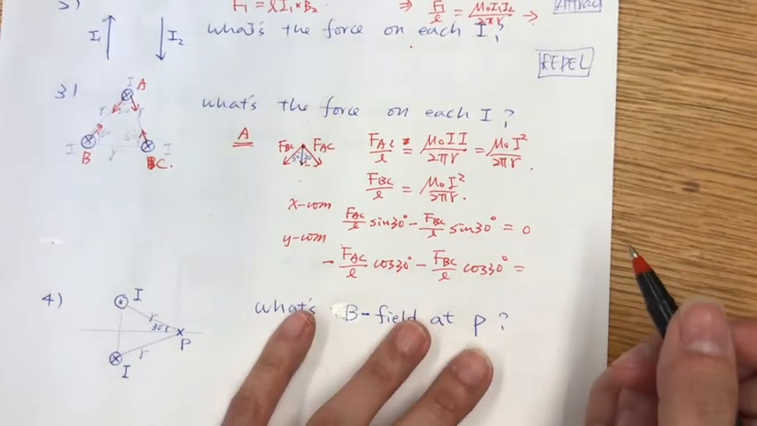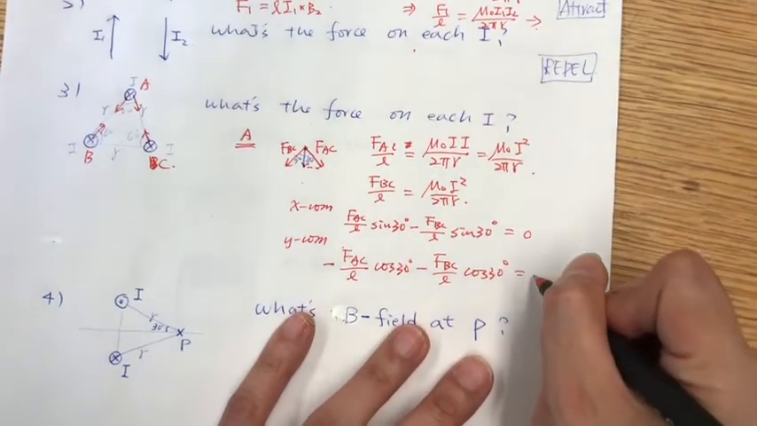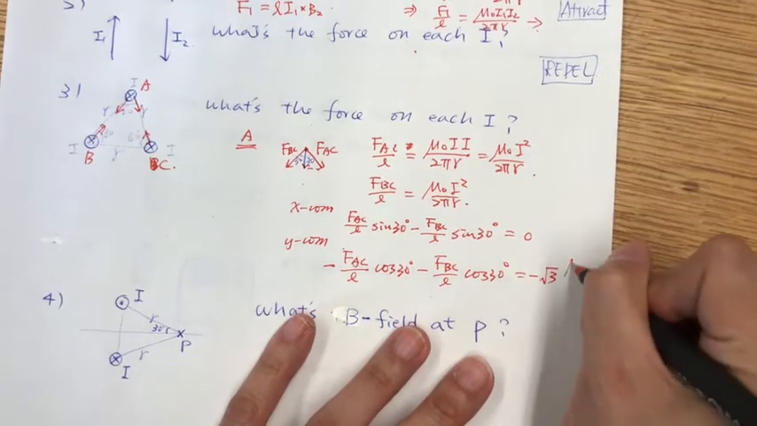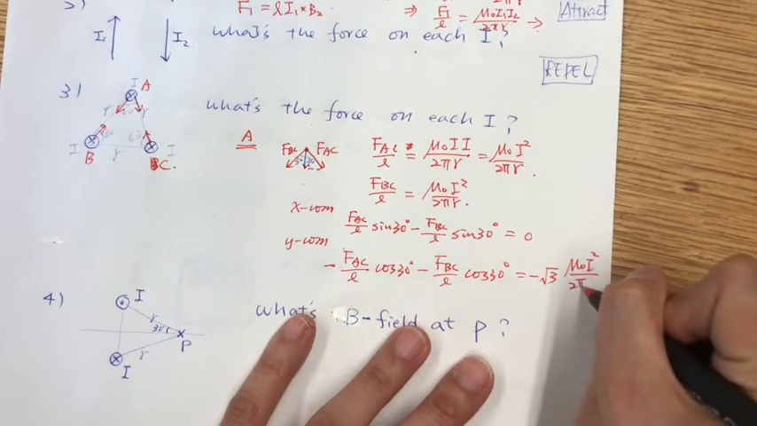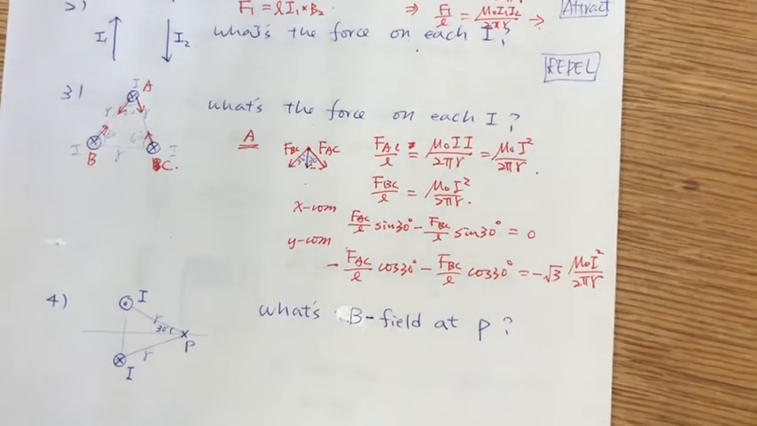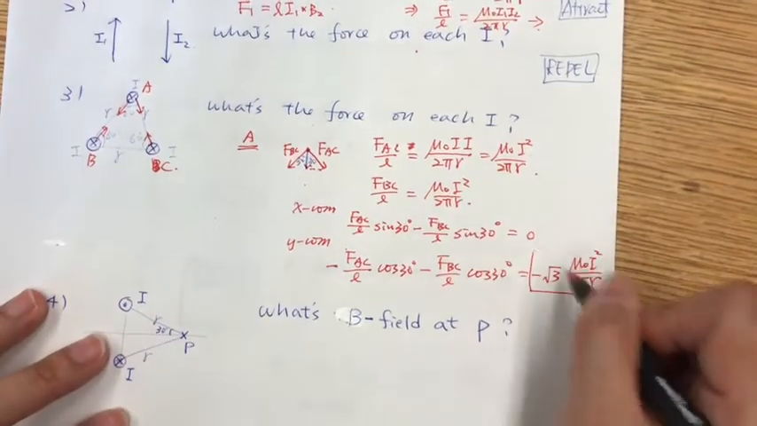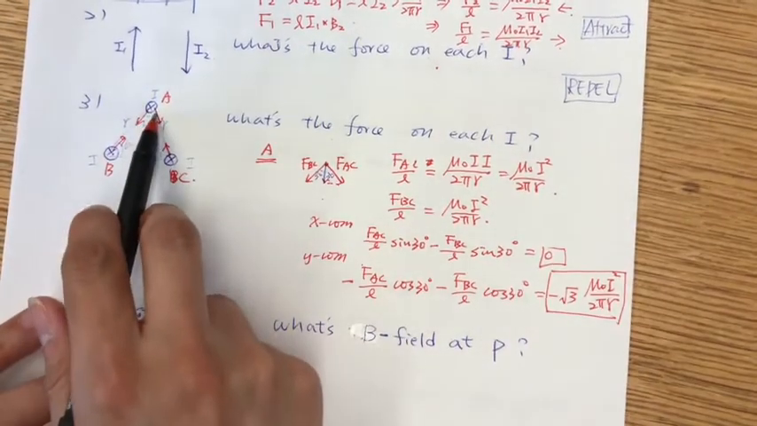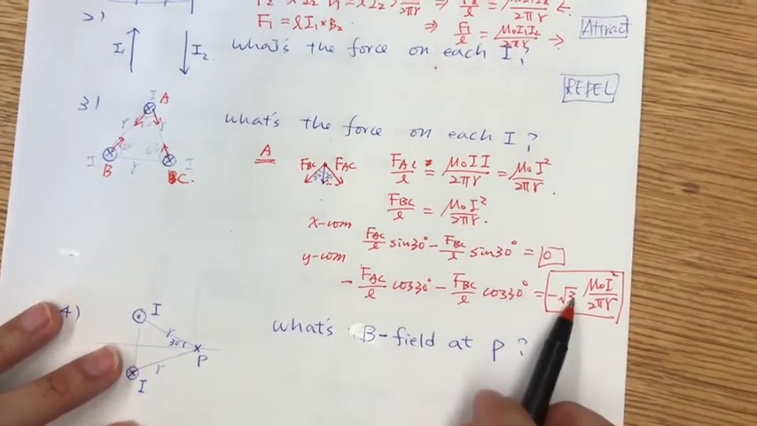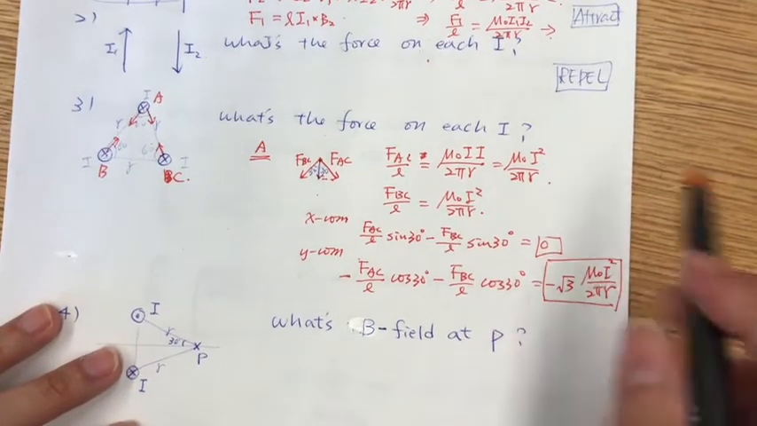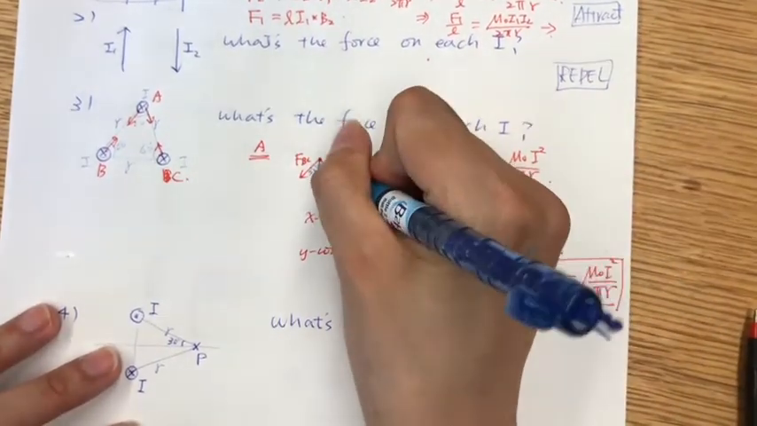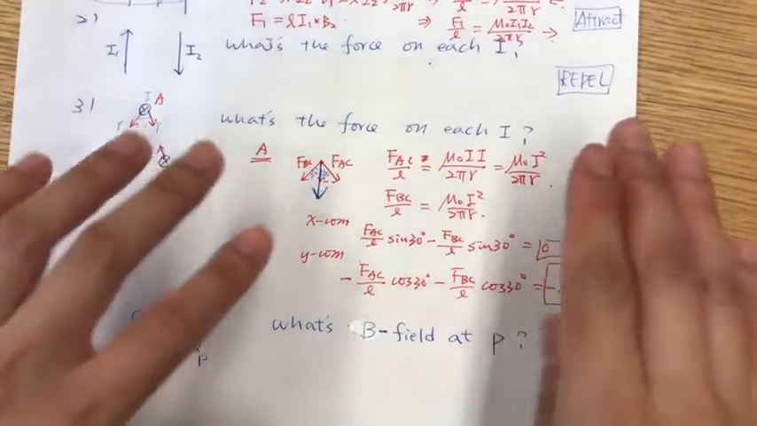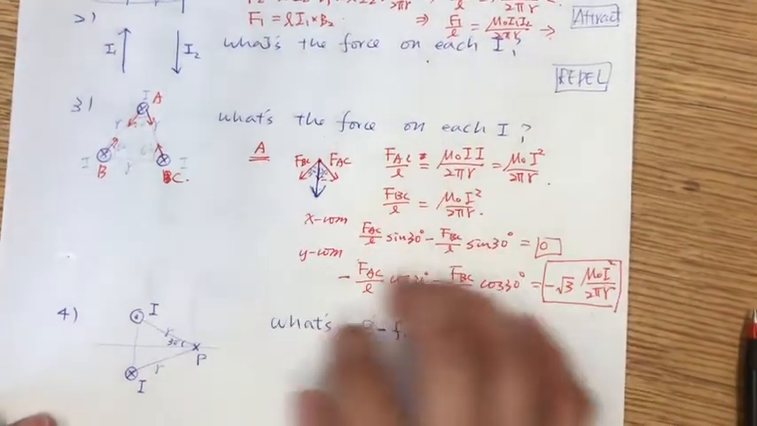Okay, so totally it's gonna be negative square root of 3 times mu naught I squared over 2 pi r. Yeah, okay. So what's the force on the current at A? It is this force, where the x component is 0, and the y component is this. So if I want to draw it out, this will be my resultant force on A. So you can do the same thing for B and C, following the same process.